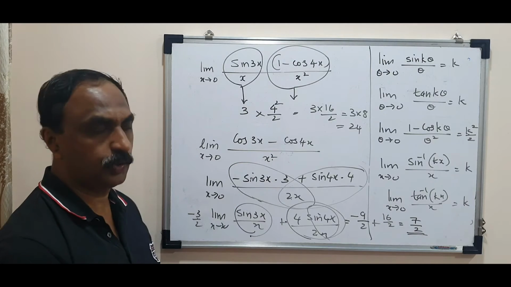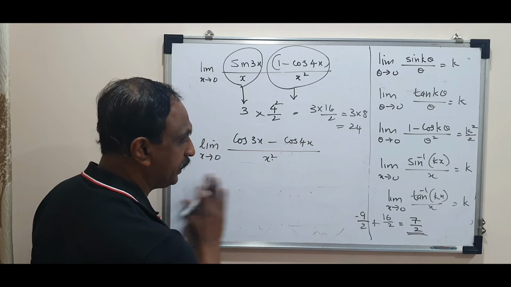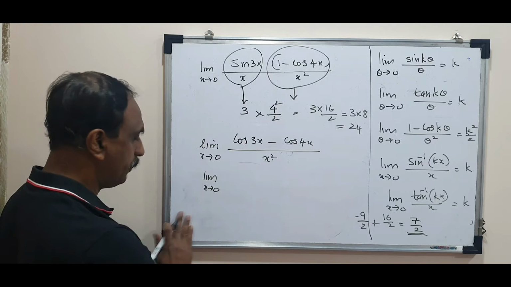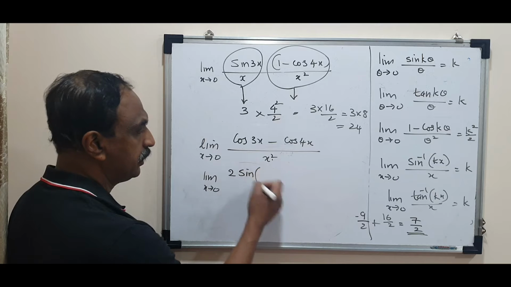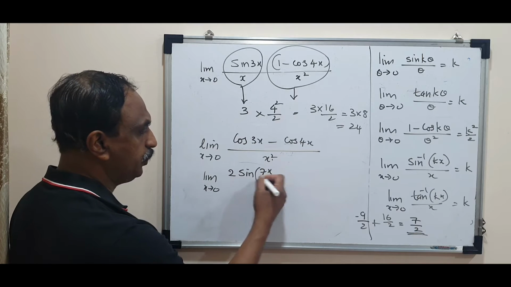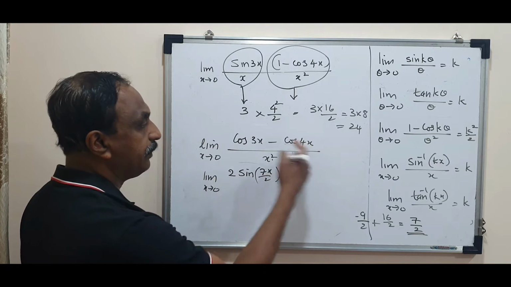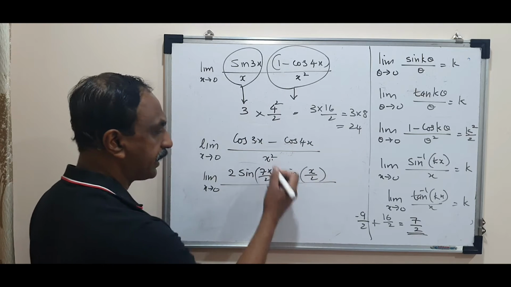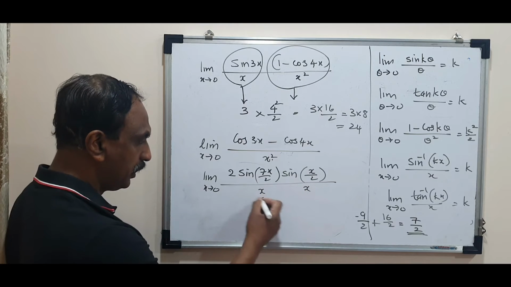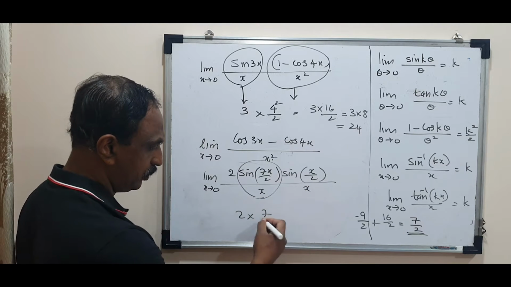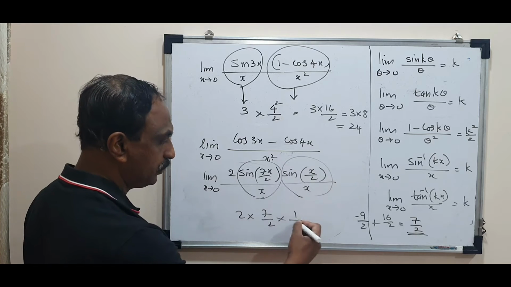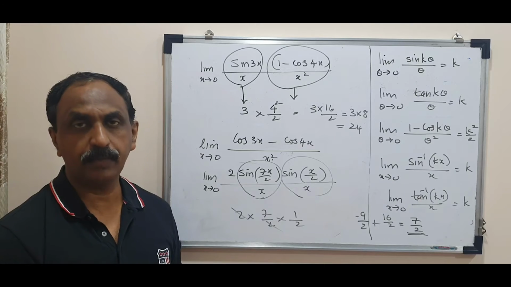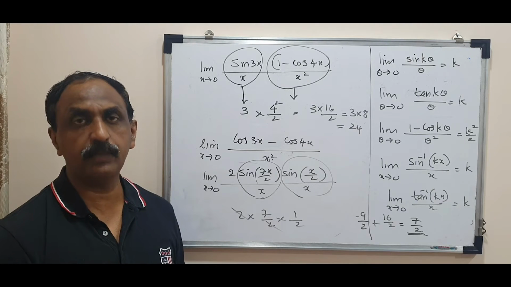So this is very easy to apply this method. If you don't like this method, next method is apply cos C minus cos D formula. If you apply cos C minus cos D formula, 2 sine sum 7x by 2 into sine difference, 4x minus 3x by 2. So x by 2 divided by x square, 1x here, 1x here. This answer is 7 by 2. This answer is 1 by 2. So this will get cancelled and answer gives you 7 by 2. Any method you can apply, whichever you feel easier to apply in that particular case, you apply.